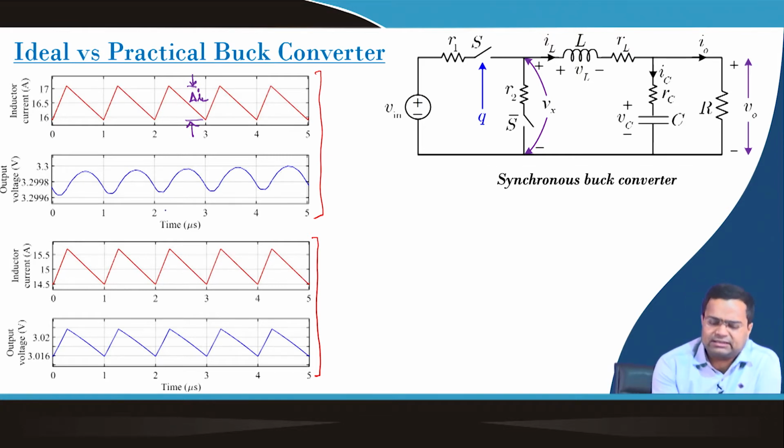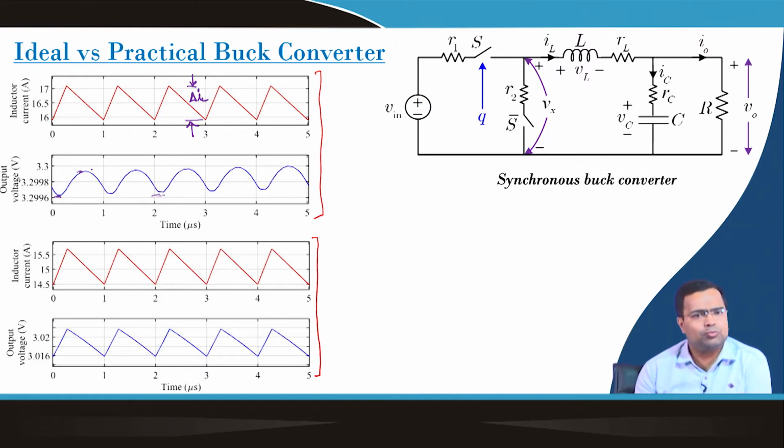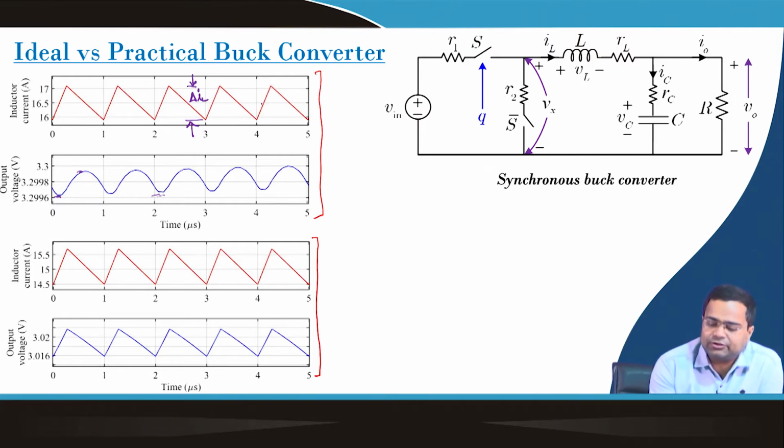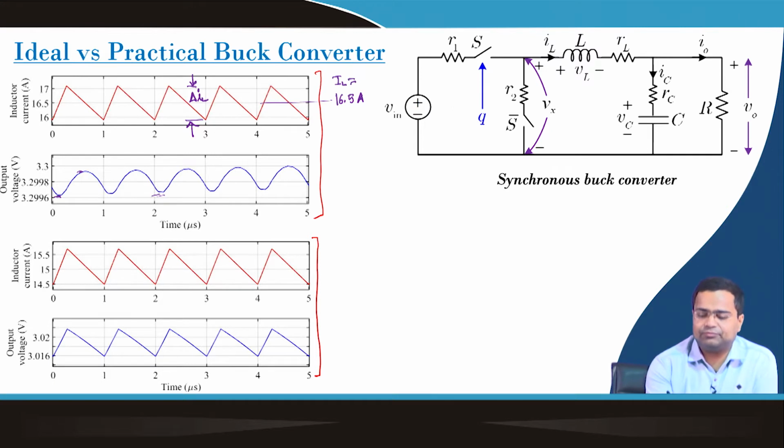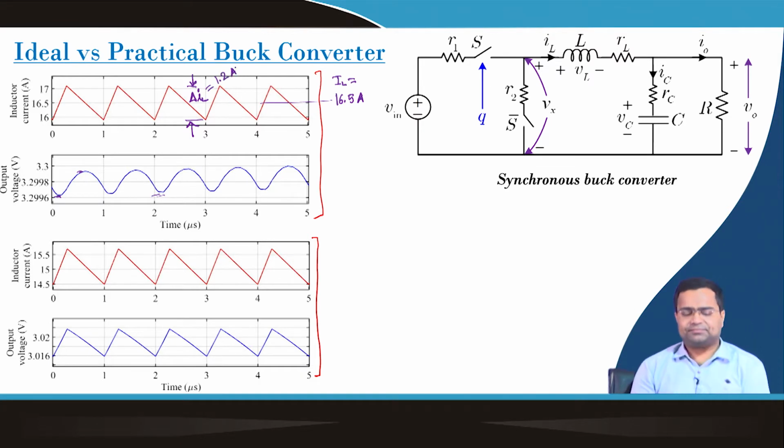As for the output voltage that we discussed, the ripple output voltage is almost negligible, because if you see from this value to this value, it is about 0.0004, that means 0.4 millivolt, which is almost negligible. And what is the average inductor current value that we saw in that simulation? It is around 16.5 ampere. The ripple we saw around 1.2 ampere, close to that.